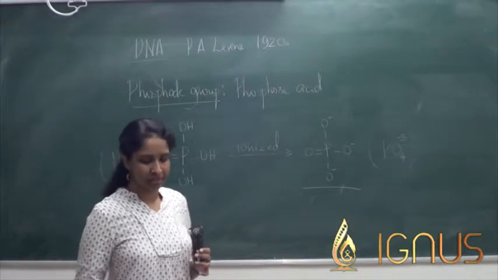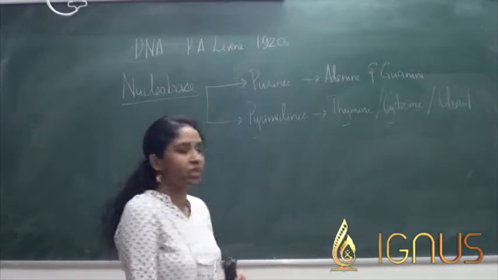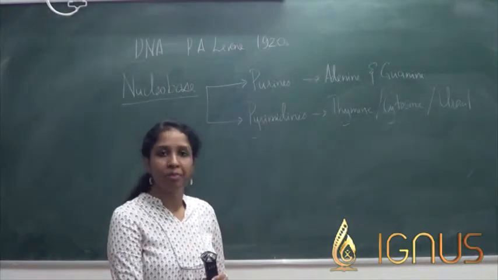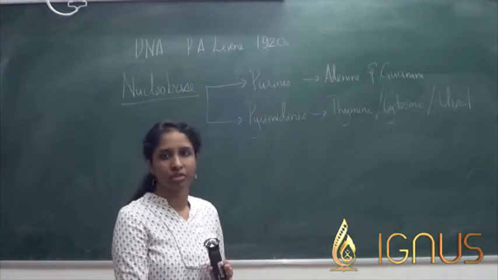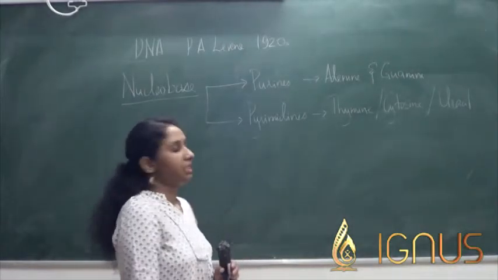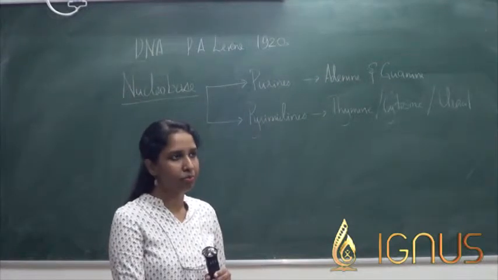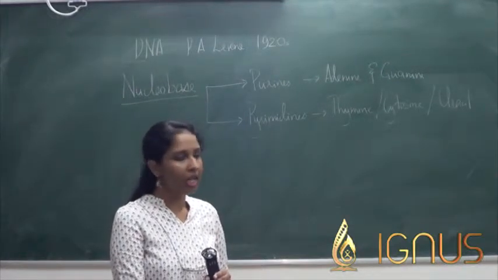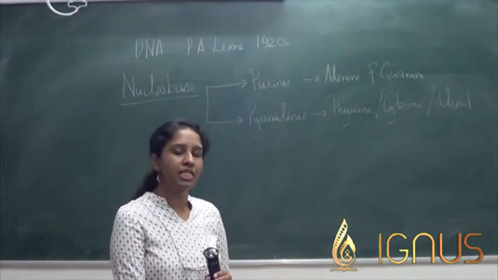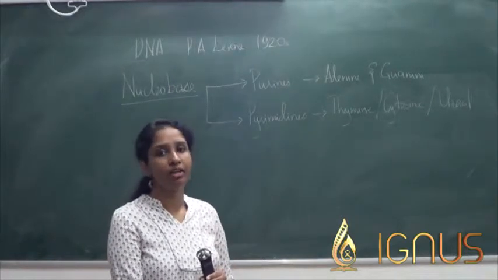within the DNA. Moving on to the next component of the DNA, it is the nucleobases. Nucleobases are nitrogen containing components, and they form the bridge or the ladder, the steps of the DNA. Now nucleobases are basically of 2 types, purines and pyrimidines. Purines are double ringed structures, and they are of 2 types, adenine and guanine. Pyrimidines are single ringed structures, and they are of 3 types, thymine, cytosine, and uracil.